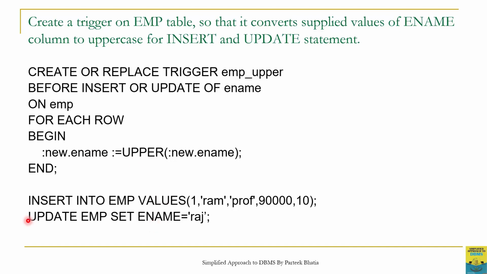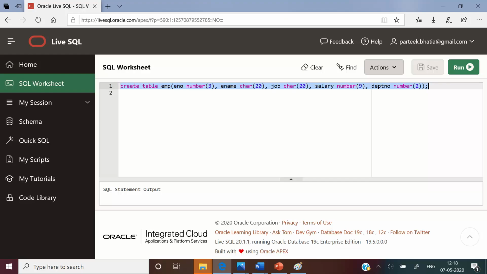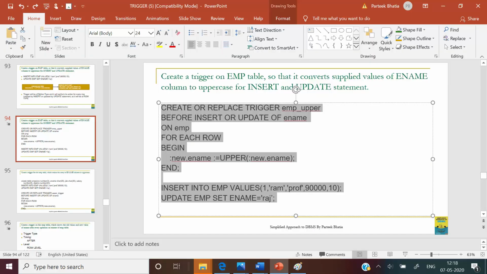So when an actual insert or update operation is performed, the values of ename will be stored in uppercase. Now let us move to Oracle Live to implement this trigger. Let us first create the imp table with columns enumber, ename, job, salary and department number. The table has been created. Now let us copy the code of this trigger.